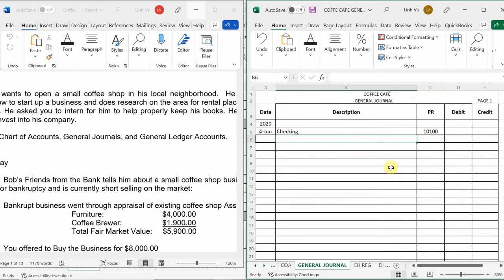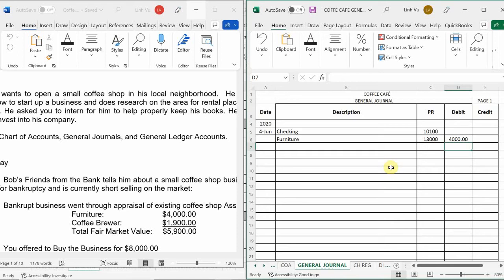Now, we said that we bought the business, which came with furniture. 1300. How much did my furniture cost me? 4,000. It cost you $4,000, right? Did you increase your fixed assets or decrease your fixed assets? Increase. So therefore, I'm going to debit that.